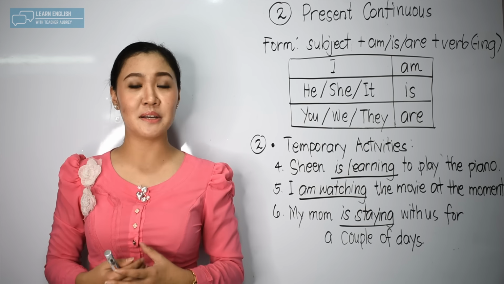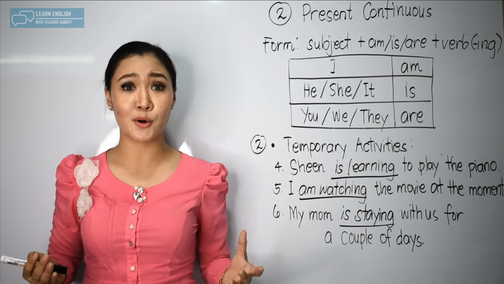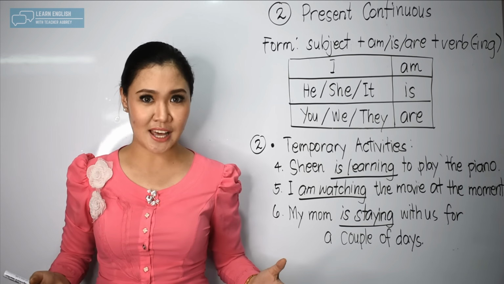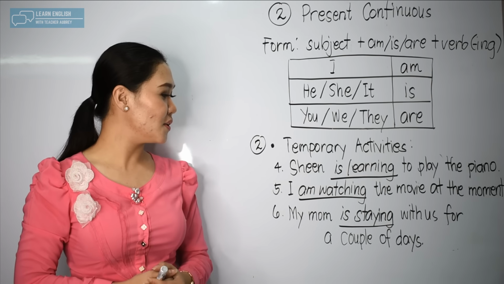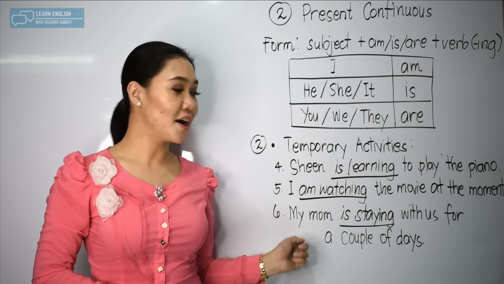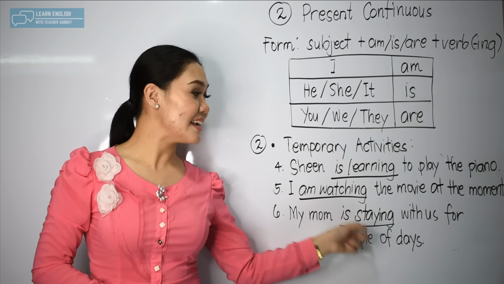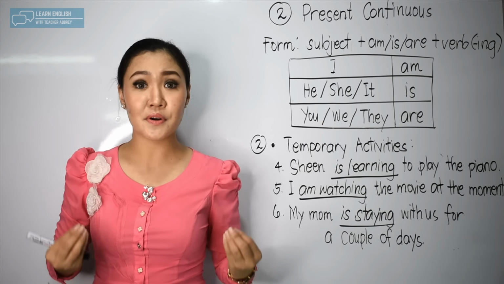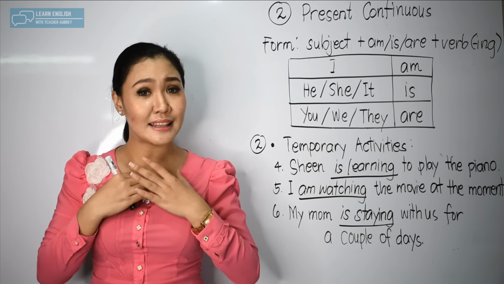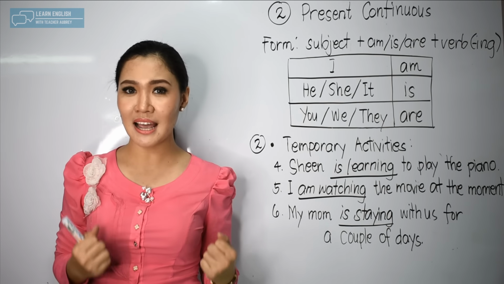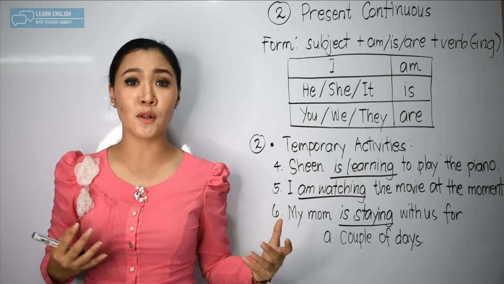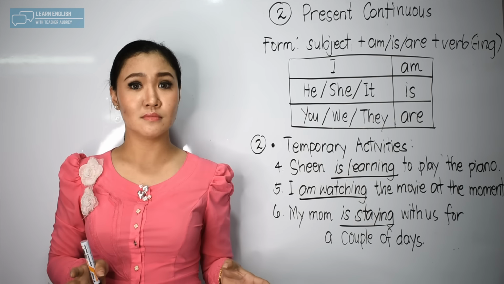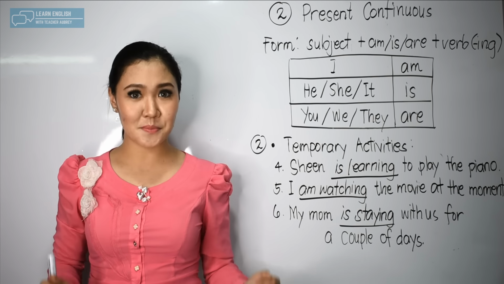Ganun ang karaniwang haba ng mga pelikula. Pag natapos yung 2 hours na yon, that's just temporary. Tapos na yung panonood ko ng pelikula. Okay? And the last example is my mom. My mom is staying with us for a couple of days. So that is just a temporary activity na nagsistay ang nanay ko or ang mommy ko sa amin, sa bahay namin for just a couple of days. Maaring paglipas ng 3 araw, 4 na araw, 5 araw, tapos na. That is just temporary. Okay?